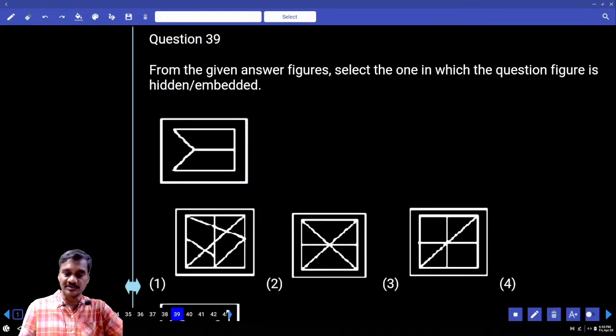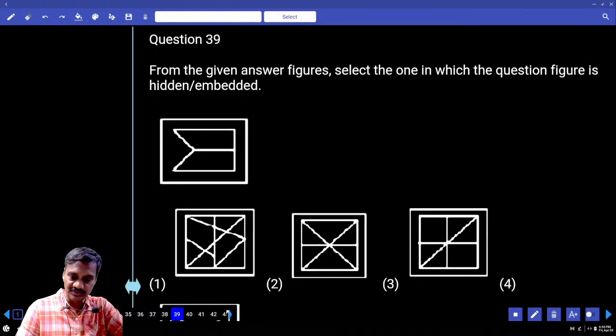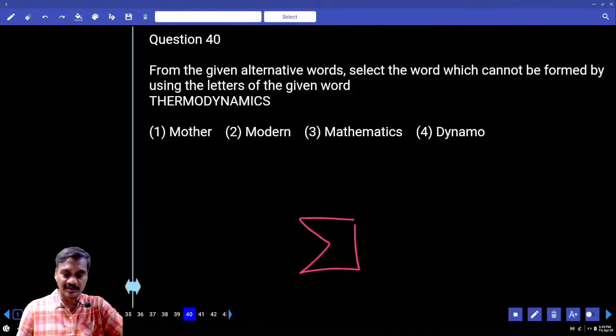Then the 39th one. Now in this 39th one, we need to find out the figure that is embedded into this. Now tell me what is your answer here? This is the figure which has been embedded into this. Now 39. Then coming to 40.